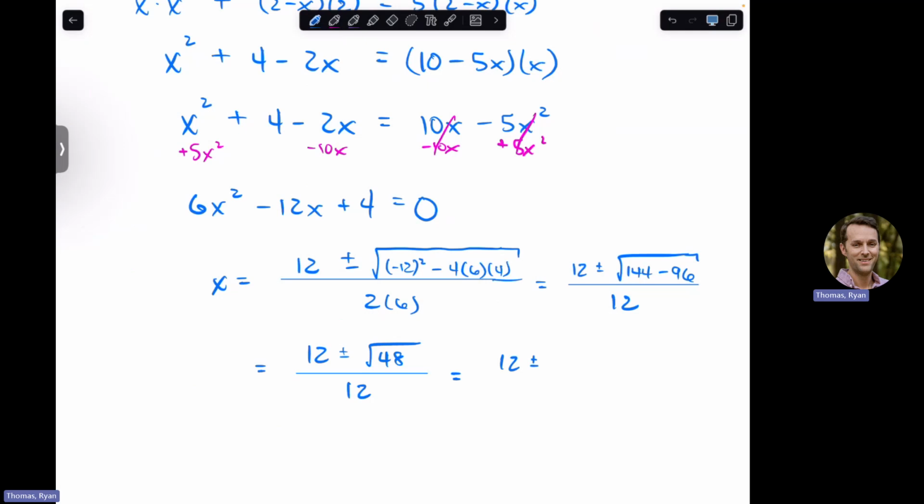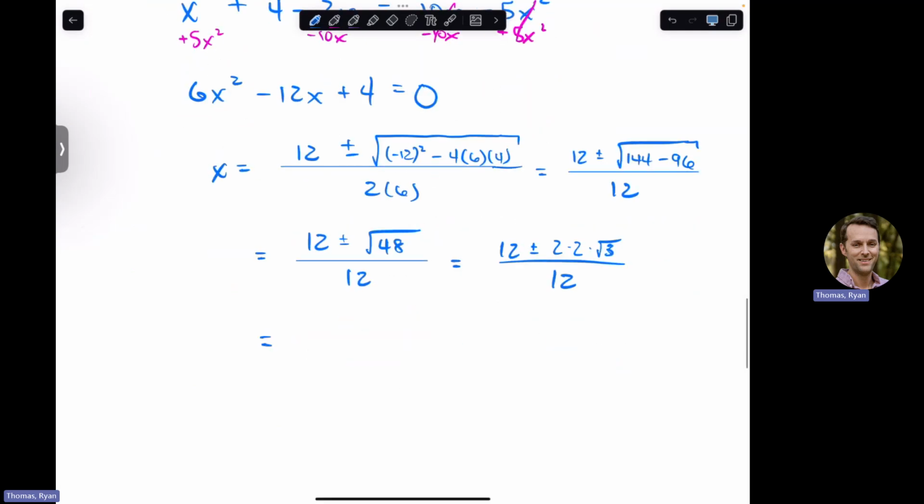Square root of 48. 48 is 2 and 24, is 2 and 12, is 2 and 6, is 2 and 3. So a 2 and another 2 and a 3 left behind. Okay, so 12 over 12 is 1. And then 4 over 12 is 1 over 3. So square root of 3 over 3.